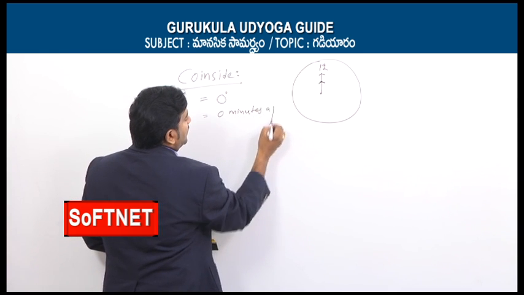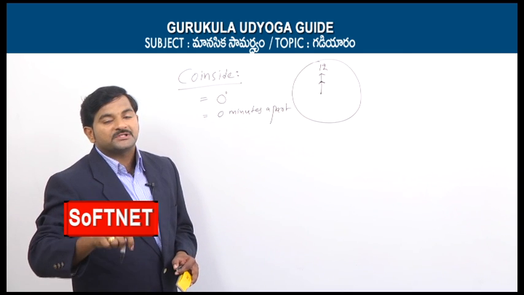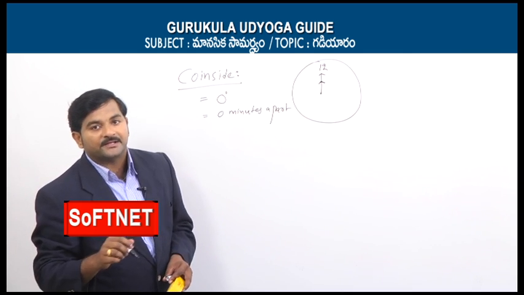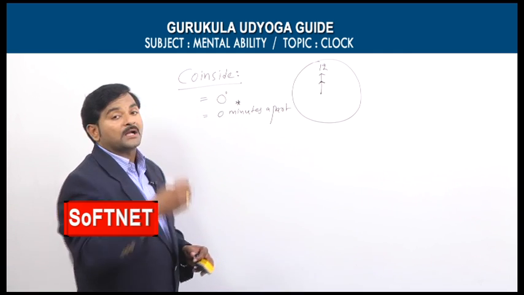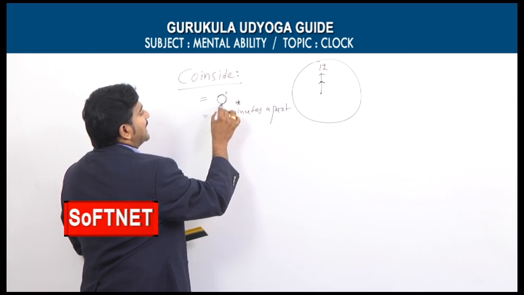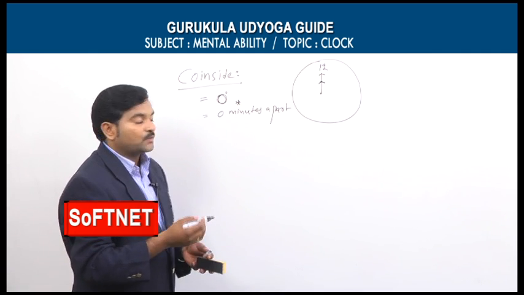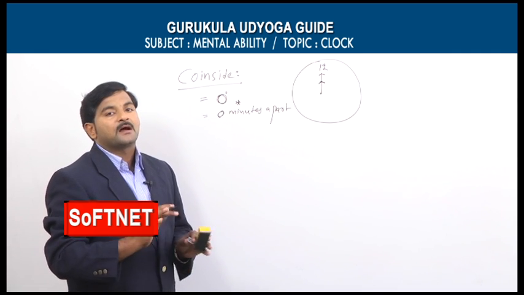About this in detail, we will discuss the opposite condition and the perpendicular condition, the coming two concepts. So now just keep in mind: when two hands coincide, the angle between them is 0 degrees, and the two hands are 0 minute spaces apart.